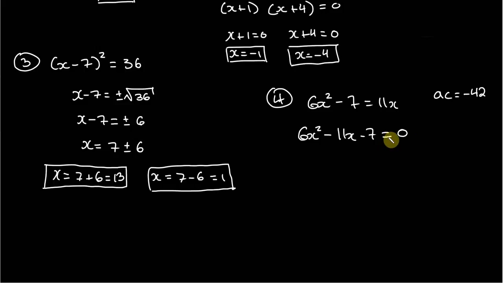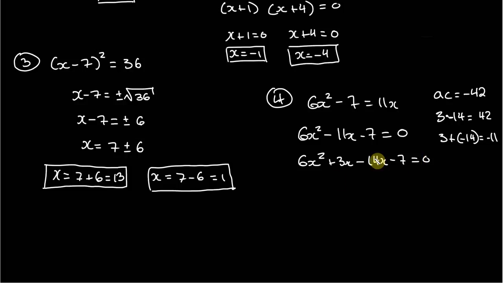The first thing that comes to mind is 3 and 14. 3 times 14 is 42, and we need it to be negative 11, so it's going to be a negative 14. So it's going to be 3 times negative 14, and 3 plus negative 14 gives us negative 11. So our two terms here are going to be 3 and negative 14. So we can rewrite this as 6x squared plus 3x minus 14x minus 7, which equals 0.